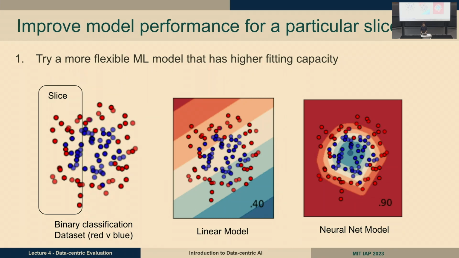And so now we've seen there's a slice that's doing poorly, and the question is, how can we boost our model for that slice? And so in this example, let's look at a binary classification data set. And here the two classes are red versus blue. And one way to improve performance for a particular slice is simply to just use a more flexible machine learning model that has higher fitting capacity.